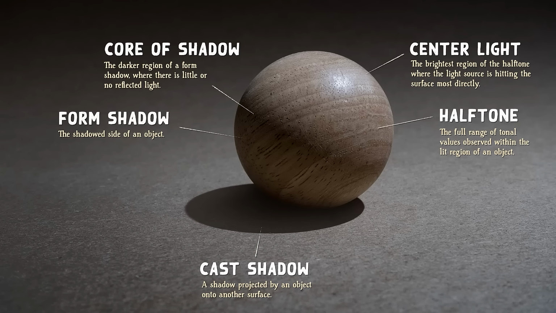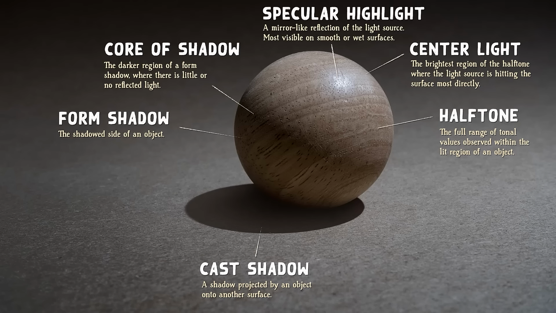We must be careful not to confuse this with specular highlights. Specular highlights are the mirror-like reflections of the light source. These reflections will sometimes be much brighter than the halftones of an object, or sometimes barely distinguishable at all. These will tend to appear very sharp on smooth surfaces, but may be much softer on rough surfaces.